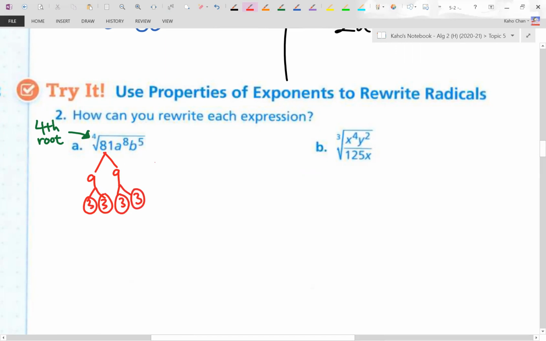Okay. A to the 8th, you can look at it as AAA, and then B's are B to the 5th. You can look at it that way. I'm going to actually expand them out underneath the radical to just physically show you. So far we have 3, 3, 3, 3, and a bunch of A's, and a bunch of B's.